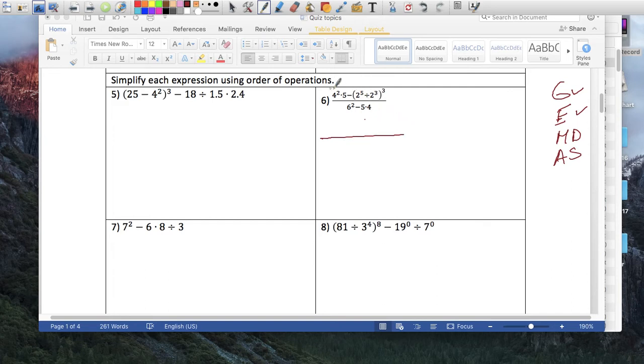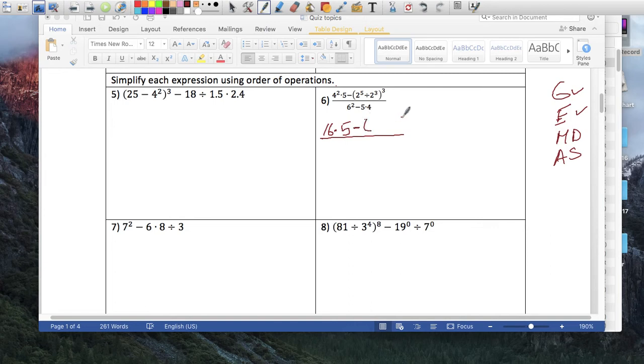So on the top, I get 4 squared times 5 minus parentheses 2 to the 5th divided by 2 to the 3rd. So let me just do this. 4 to the 2nd times 5. I'm going to leave that alone. Could I have done 4 to the 2nd? I probably could have. But why don't I actually do that? So it's not going to affect anything. So 16 times 5. Leave the multiplication for later.